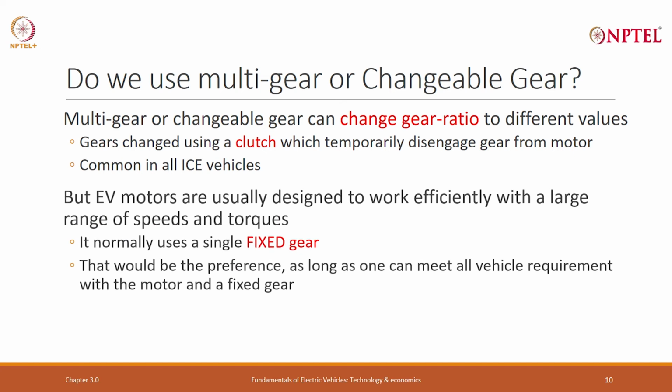EV motors usually designed to work efficiently with large range of speed or torques and can use fixed gears. Of course, not all motors to begin with, but over time you can go do this. That would be the preference as long as one can meet all the vehicle requirement with the motor and a fixed gear. Now, fixed gear will mean much more robustness, won't fail easily, cost will go down, but your motor and controller has to have that.